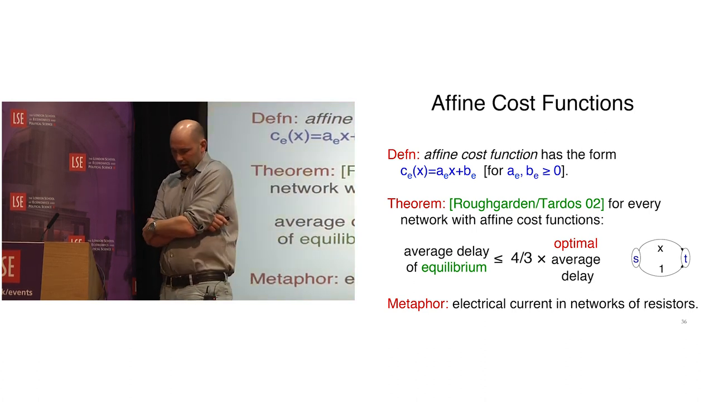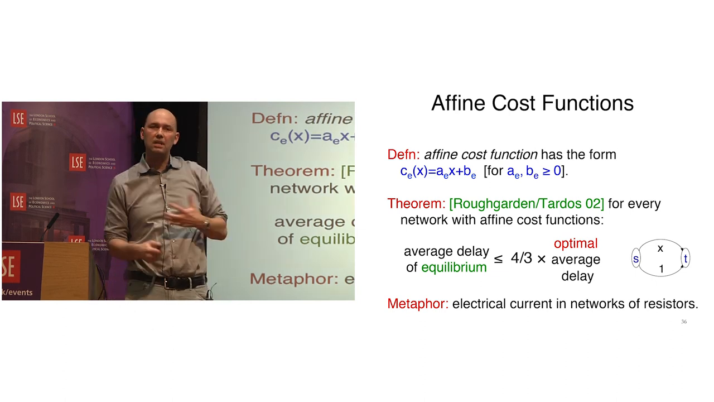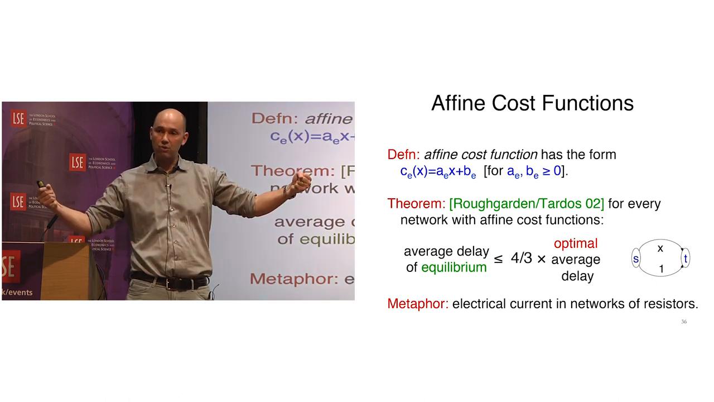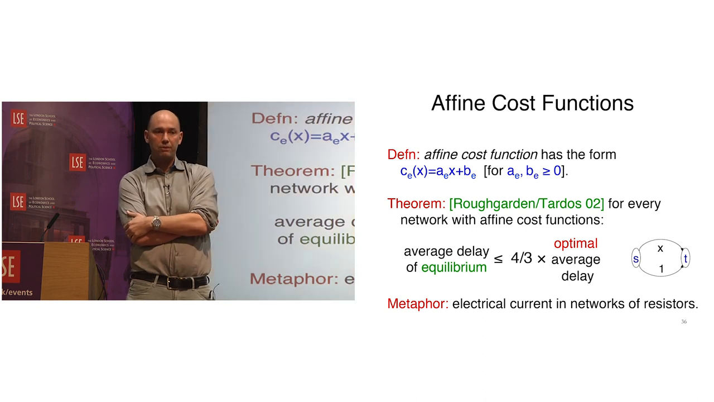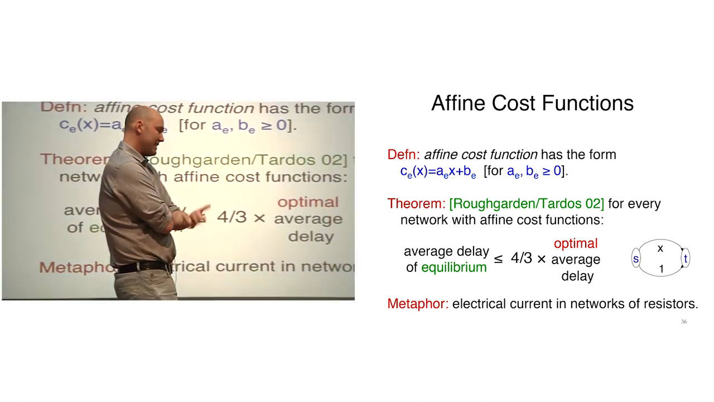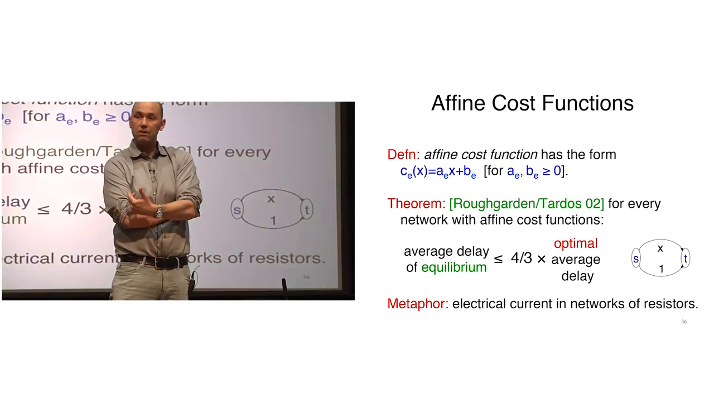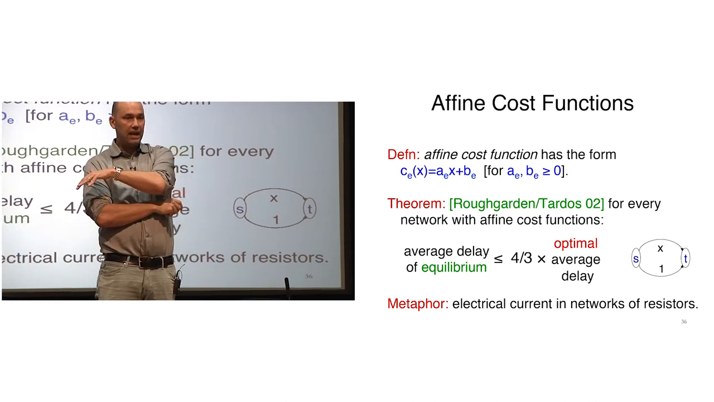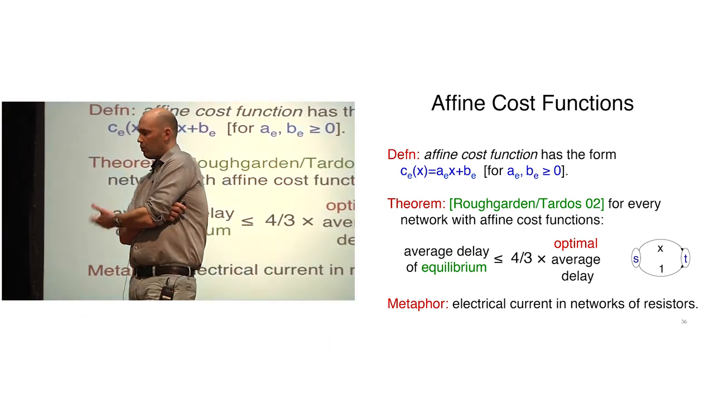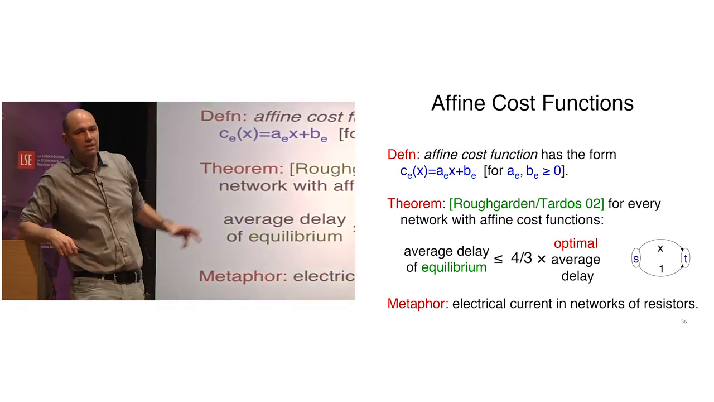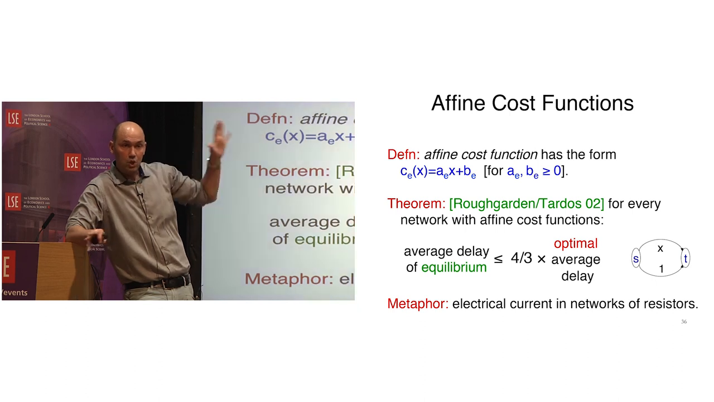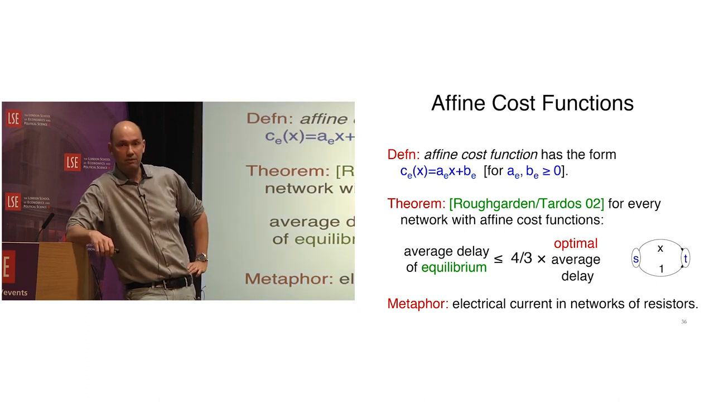So what do we know about electrical current? Well, we know a lot of things. So one thing we know is that electrical current can be regarded as an equilibrium. It equalizes the voltage drop across all paths between the two terminals. But there's also Thompson's principle, which tells us that electrical current solves a natural optimization problem. It minimizes the dissipated energy, which actually, in this case, is equivalent to the objective we care about, the average travel time. So what we know about electrical current actually implies that when all the B's are zero, the price of anarchy equals one. There is actually no harm whatsoever from selfish behavior.